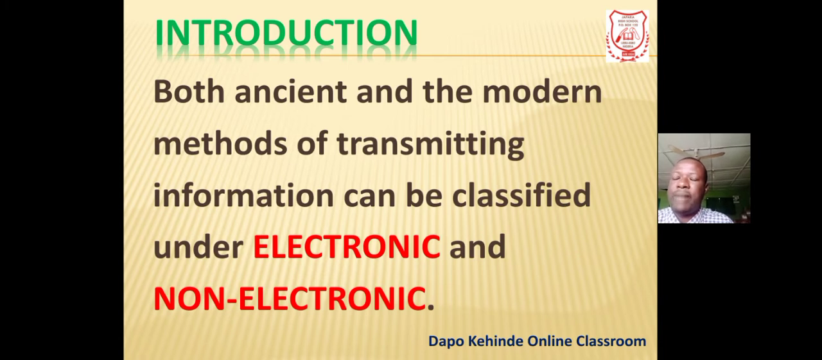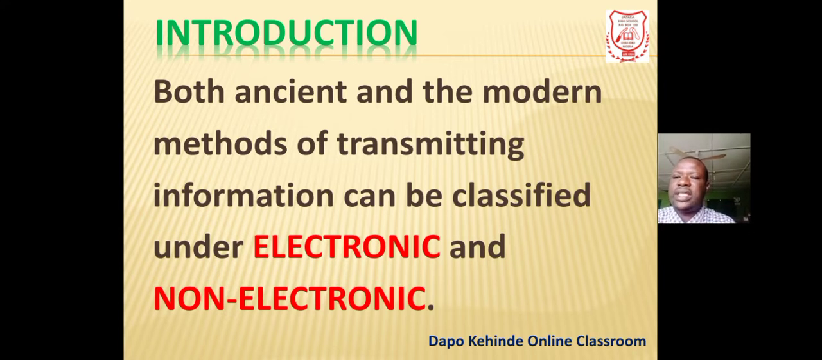You will recall that in our previous lessons, we said there are two methods of transmitting information: ancient method and the modern method. And if you recall also, transmitting information simply means passing information from one person to another, from one place to another. Ancient methods are methods that were used by our forefathers in the olden days, while the modern methods are the methods that we are using in the age that we are now.